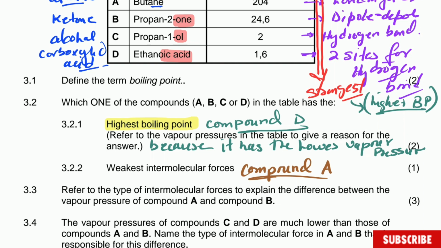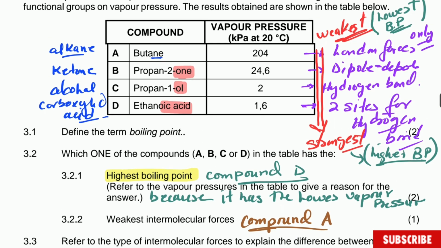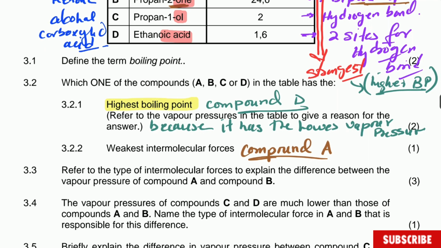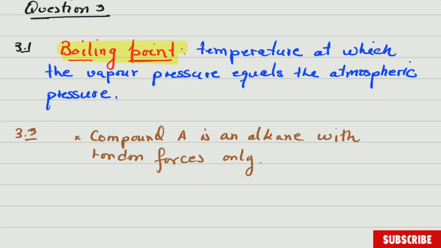Question 3.3, refer to the type of intermolecular forces to explain the difference between the vapor pressure of compound A and B. So they're speaking about butane, which you know has London forces only, we already spoke about that, and propan-2-one, which has dipole forces. So we have to explain fully what is happening there. So the first thing you have to say is that compound A is an alkane with London forces only. That is the first important thing you are going to say.